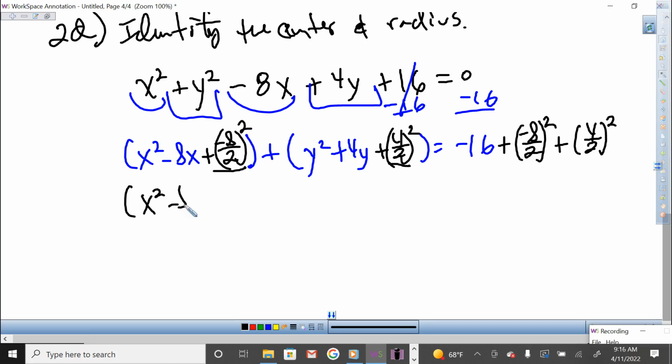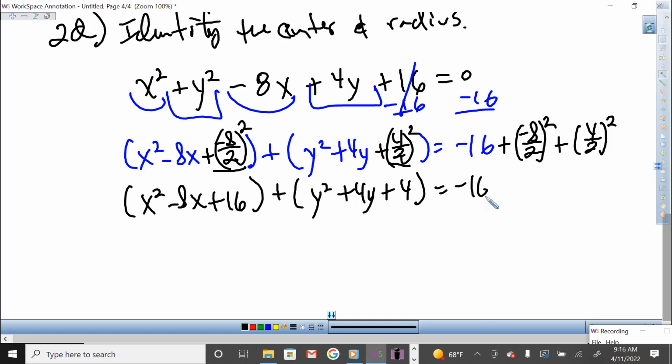This is x squared minus 8x plus 16, because negative 8 divided by 2 is negative 4. Negative 4 squared is 16, plus y squared plus 4y, and 4 divided by 2 is 2. 2 squared is 4, and this is negative 16 plus 16 plus, what is it? 4. Okay. The next step, to go a little bit faster, I'm going to do two things. Simplify the right side and factor the left side. So can we simplify the right side? Yes, a 0 pairs right there. That leaves us with 4.